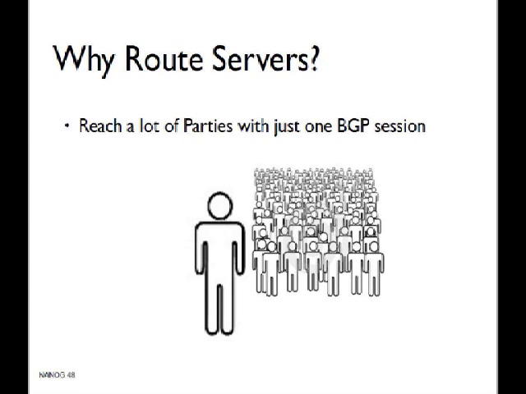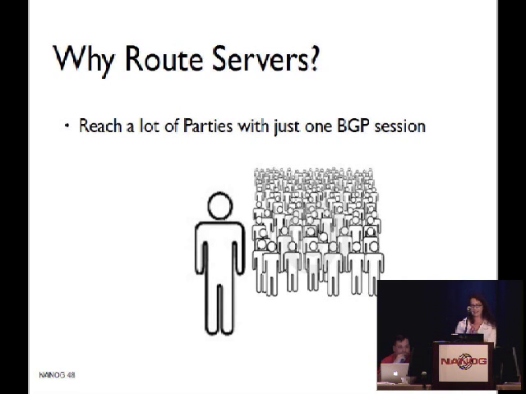Okay, so what you can do with a route server is it's like a transparent BGP node in the middle of your platform, basically, and you set up one session to it, and it transparently forwards everything that it receives from that one session to every other party connected. So what you can do is you reach a lot of parties with only one session being at that exchange point.